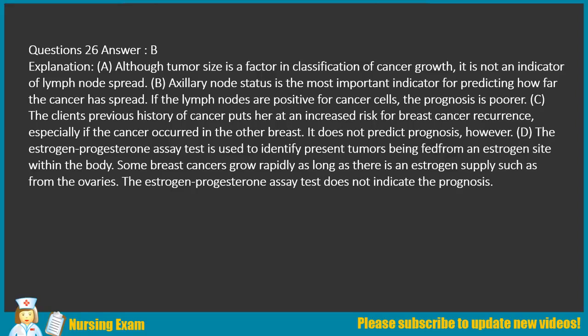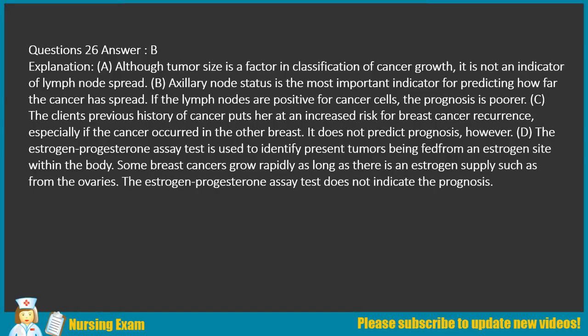Question 26 Answer. B. Explanation. A. Although tumor size is a factor in classification of cancer growth, it is not an indicator of lymph node spread. B. Axillary node status is the most important indicator for predicting how far the cancer has spread. If the lymph nodes are positive for cancer cells, the prognosis is poorer.